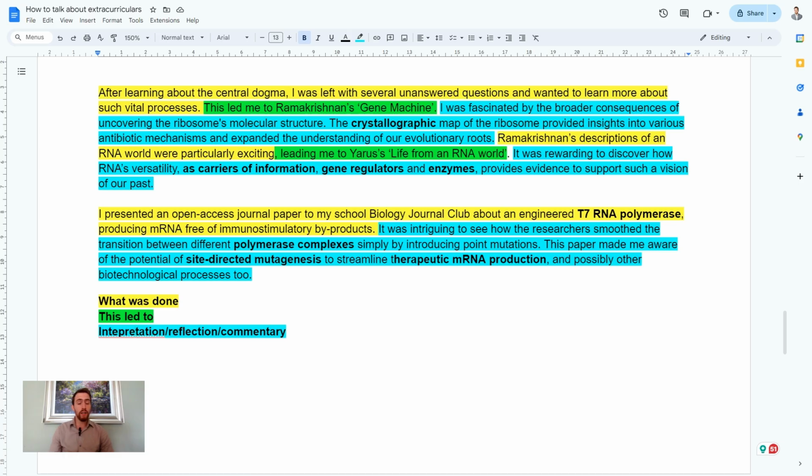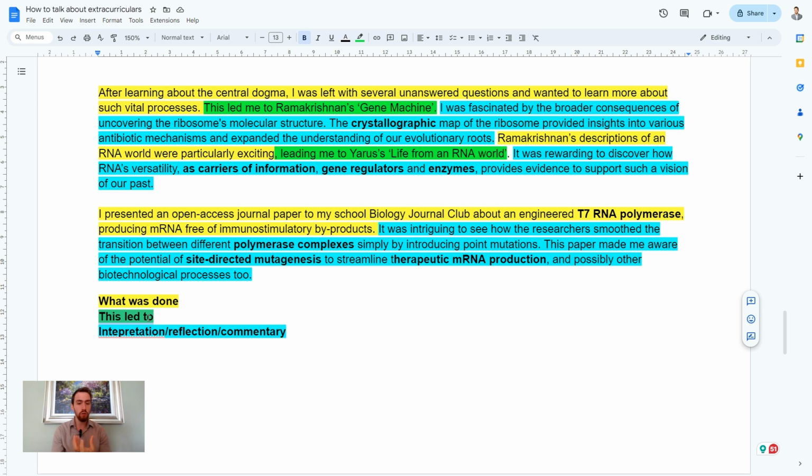So we're going to now take a look at an example of a personal statement, some paragraphs from a student who I worked with, and they were successful in their application to studying biochemistry at Oxford. I've color coded the paragraphs in three sections. So we have the what was done, what the student did, a bridging statement, so I did this activity and then this led to, and then also interpretation, reflection, commentary, learning.